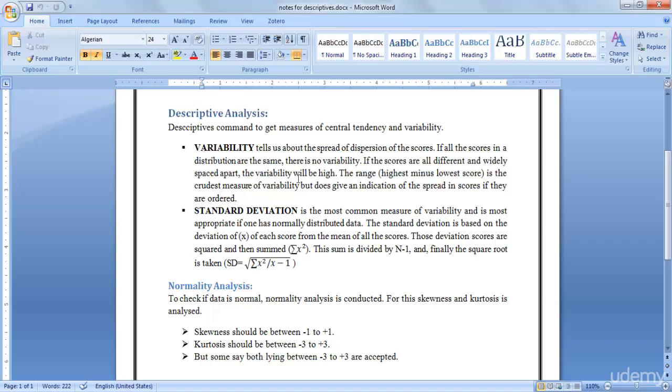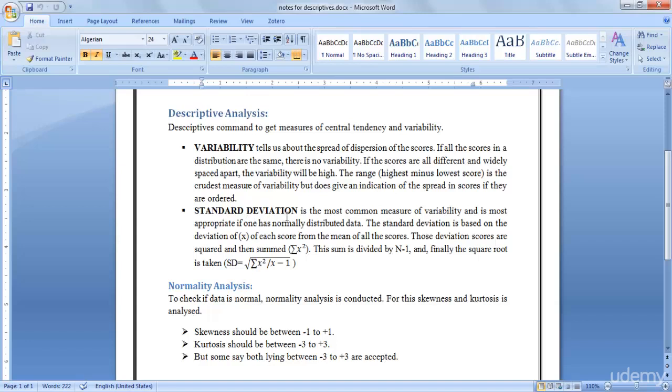If the scores are all different and spaced apart, their variability will be high. The range, highest minus lowest score, is the crudest measure of variability, but it does give an indication of the spread in scores if they are ordered. So variability just tells you about differentiation among the scores.